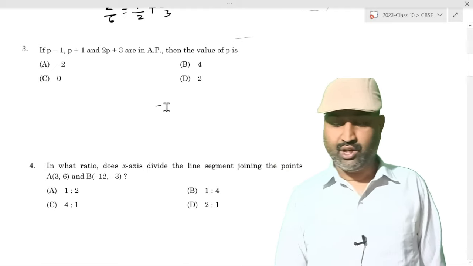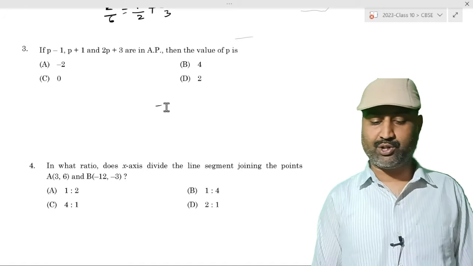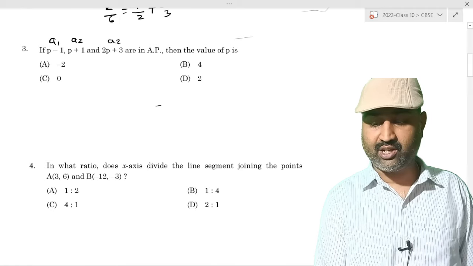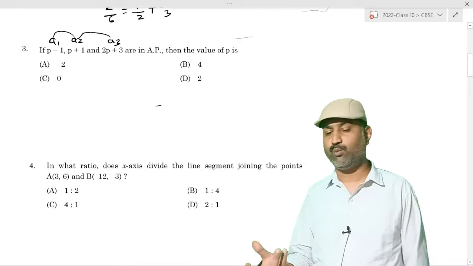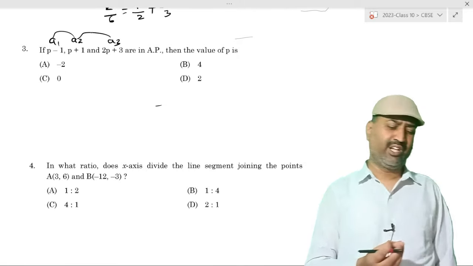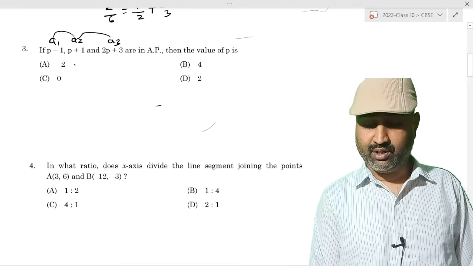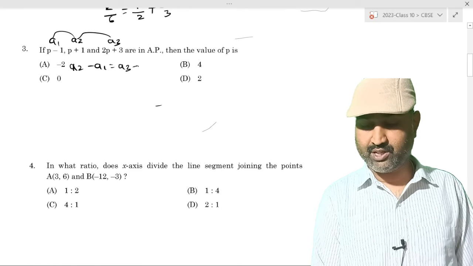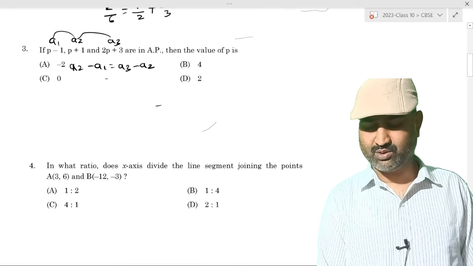Next question: if p minus 1, p plus 1 and 2p plus 3 are in AP, that's the AP question. a1, a2 and a3. We know a2 minus a1 should be equal to a3 minus a2, because a2 minus a1 is the common difference, and a3 minus a2 is the common difference. There is a formula of arithmetic mean here, no need to use it, we can directly use this simple technique: a2 minus a1 is equal to a3 minus a2. I can bring this value this side and this value that side.